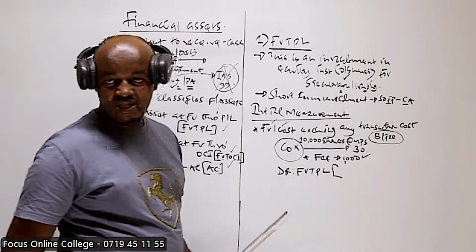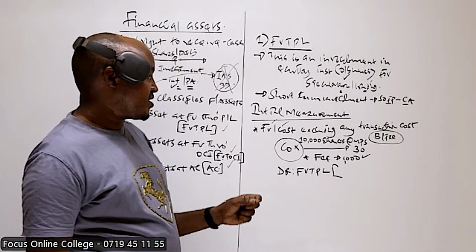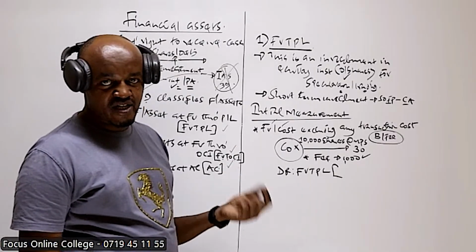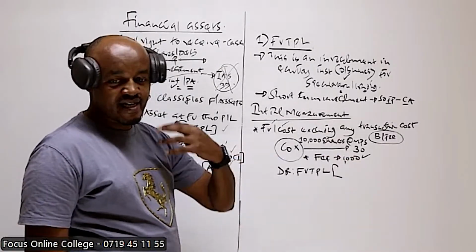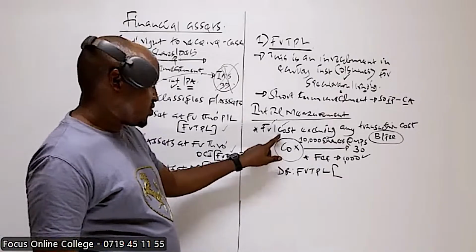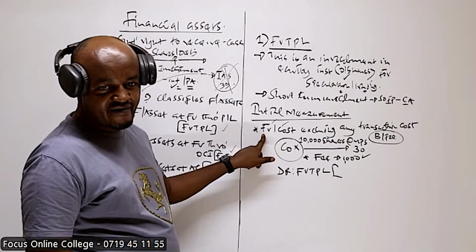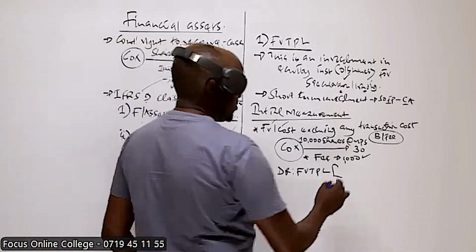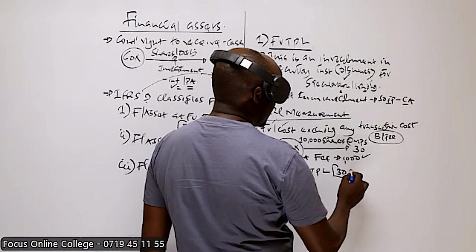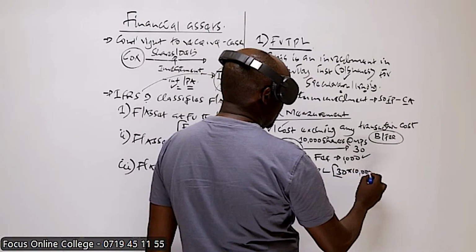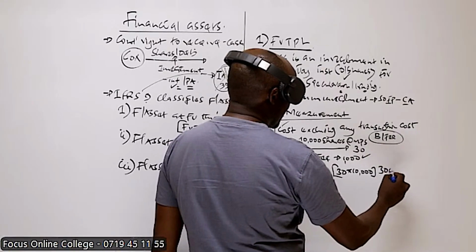So when buying the shares, you pay an amount equivalent to their market price. If you buy shares today, their market price is that. That is what you pay. That is the cost you have incurred. It is equivalent to the fair value. It is equivalent to the market price. So the market price here would be 30 shillings times the shares which were bought, 10,000. So this will give us 300,000.